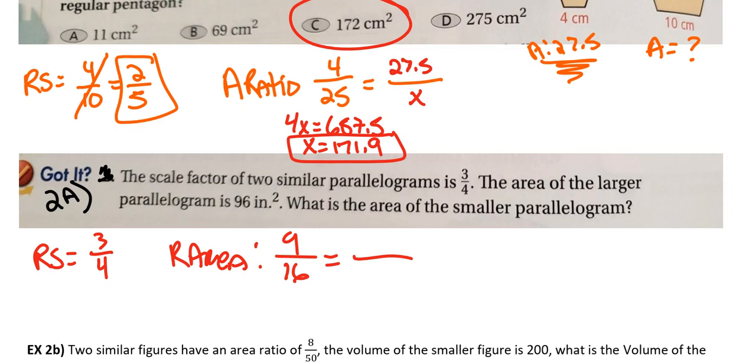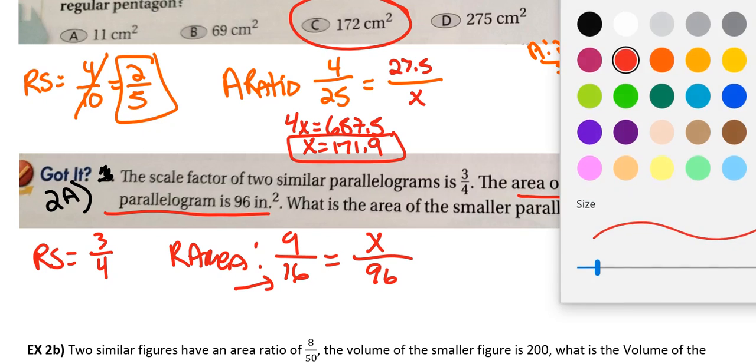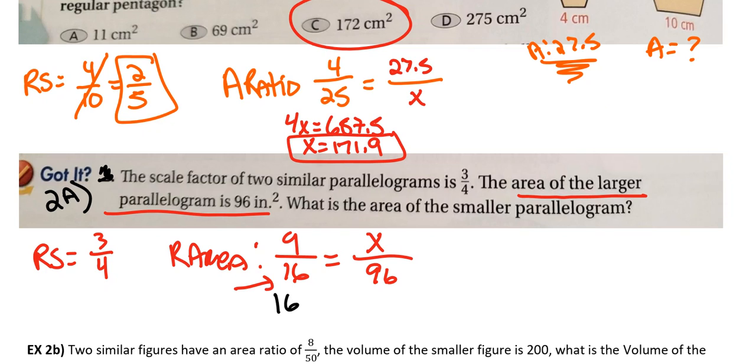Now, it says here that the area of the larger parallelogram is 96. The larger one is down here, so I want to make sure my 96 is at the bottom. Be careful, a lot of you just immediately put it at the top all the time, and that would have given you a wrong answer. And then we put our x here. Again, we cross multiply and solve like any proportion. So it's 16x equals 9 times 96. It's 864. Divide that by 16. The answer is 54. And we would say inches squared would be the area.